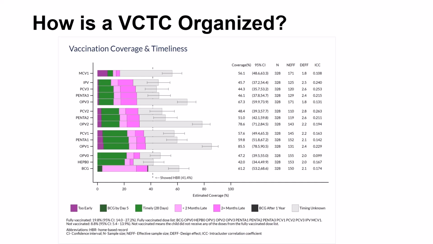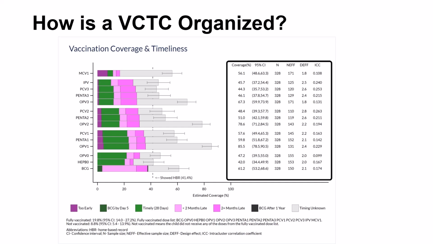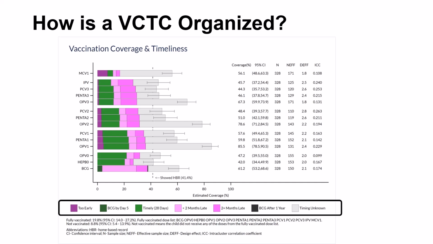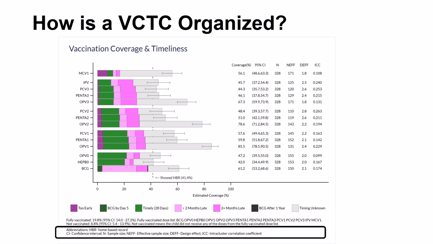All VCTCs have three main sections. The section on the left is a bar chart that summarizes information about vaccination coverage and timeliness. The section on the right includes 6 columns of statistics which describe vaccination coverage observed in the survey sample, the size of the sample, and some properties of the data. The bottom portion defines the color coding scheme used in the chart, as well as what is considered fully vaccinated and not vaccinated. Abbreviations for home-based record and several of the statistical concepts that appear in the graph are also noted.